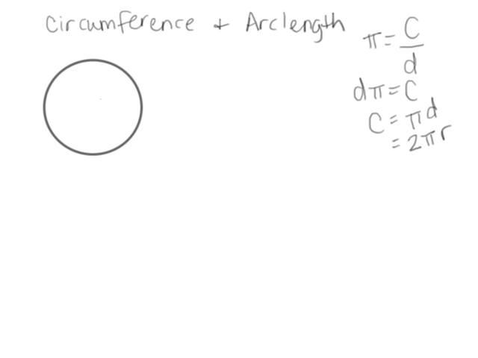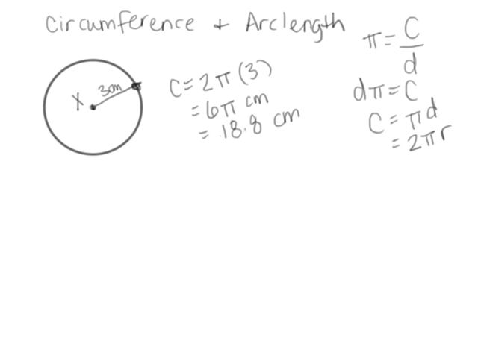Let's say we have this circle, circle X, and it has a radius of 3 centimeters. If I want to know the circumference, I simply put it into this formula, 2 pi times 3. We will write that this is 6 pi, or to one decimal place, 18.8 centimeters. So depending on what type of answer you want, if they say leave it in terms of pi, you'd say 6 pi. If they say to one decimal place, you'd say 18.8 centimeters.